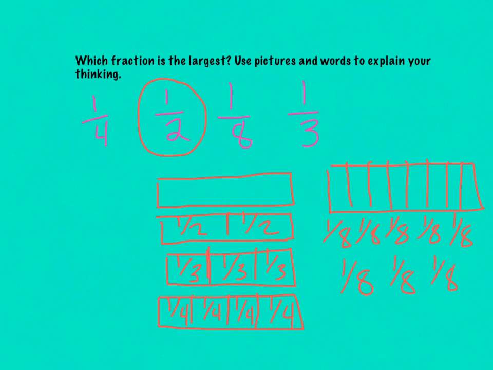So what fraction is the largest? Well, I would get the largest piece if I cut it in half. So 1/2 is the largest fraction, because as you can see here, the 2 pieces that we made are bigger than thirds, they're bigger than quarters, they're bigger than eighths. So 1/2 is the largest fraction.